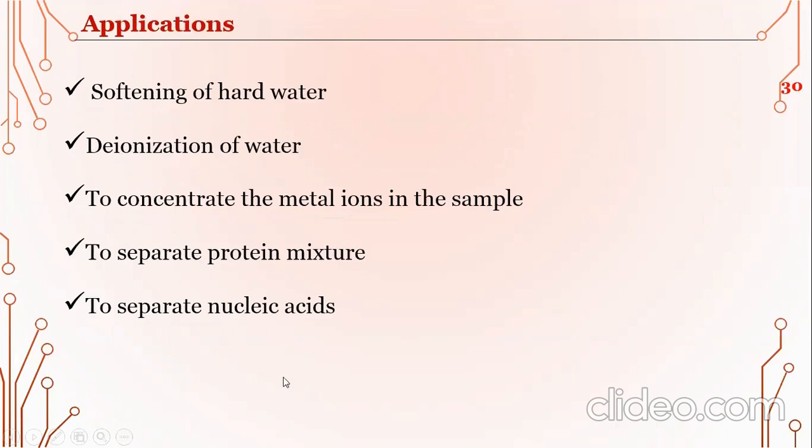Now if we look at the applications, there are certain applications. The first one is if we need to soften hard water. If we have to soften hard water, go for ion exchange chromatography. Deionization of water: it is used in deionization of water and to concentrate the metal ions in a sample. It can be used to separate protein mixtures, and to separate the different components of a protein mixture. To separate nucleic acids of different molecular weights, we can do that too.